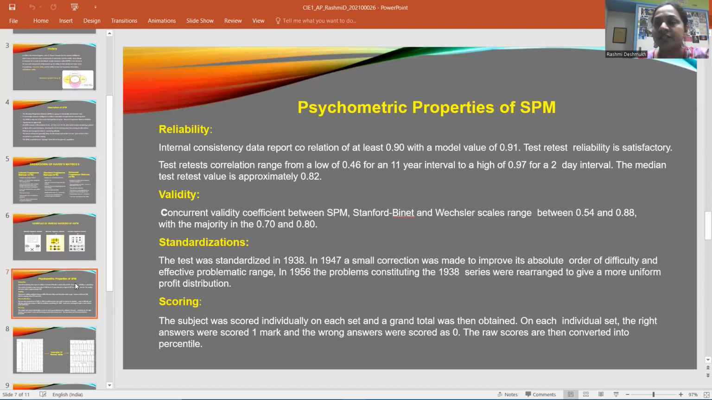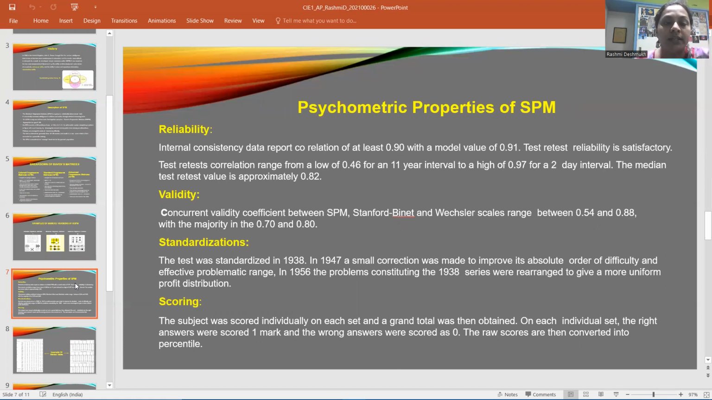Psychometric properties of SPM. First, we talk about the reliability. Internal consistency data report a correlation of at least 0.90 with a modal value of 0.91. The test-retest reliability is satisfactory. The test-retest correlation ranges from a low of 0.46 to 0.97. The median test-retest value is approximately 0.82.